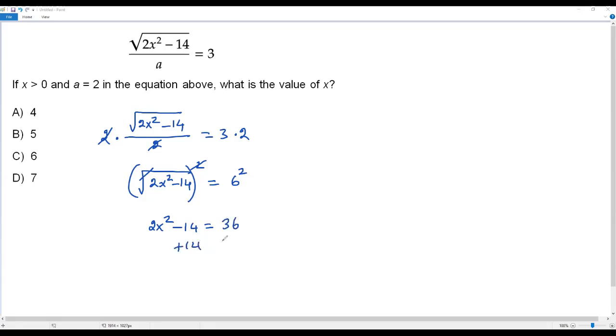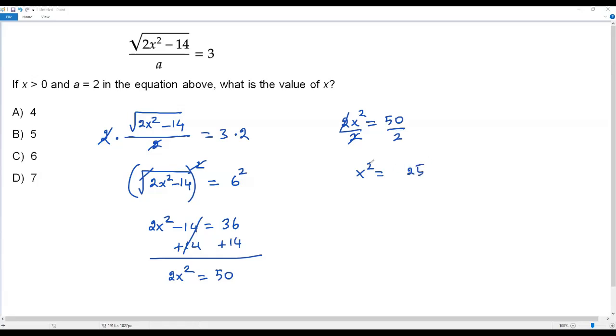Now add 14 to both sides. When I do so, this negative 14 and positive 14 will cancel out. I'm getting 2x² equals, when I combine 36 and positive 14, 50. Let me write the equation over here: we get 2x² equals 50. Now let me divide both sides by 2. Then the 2 will cancel out. I'm getting x² equals, when I divide 50 by 2, 25.